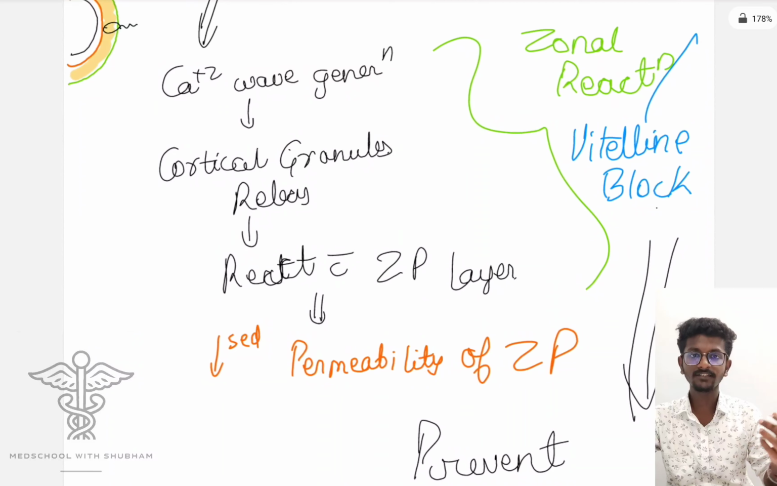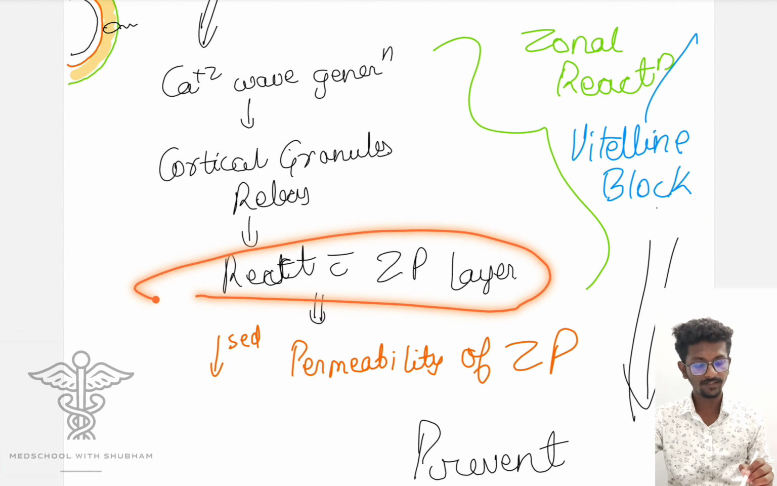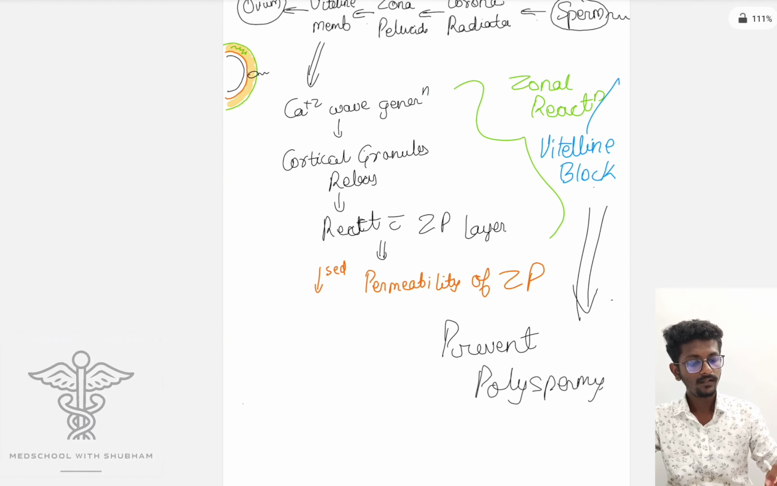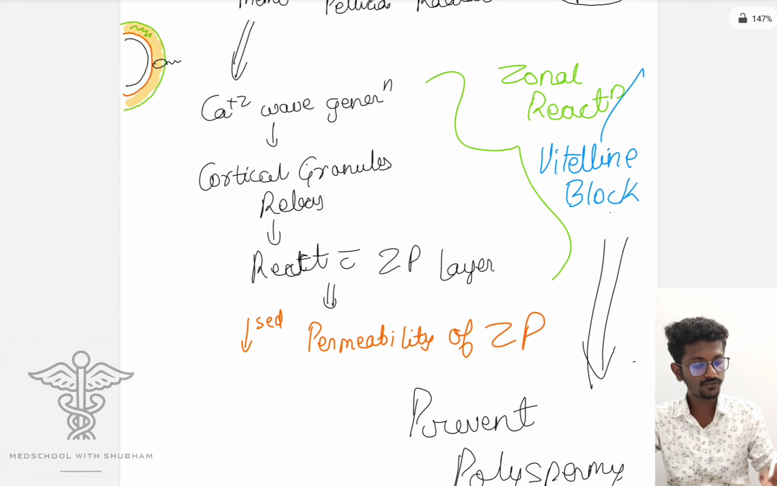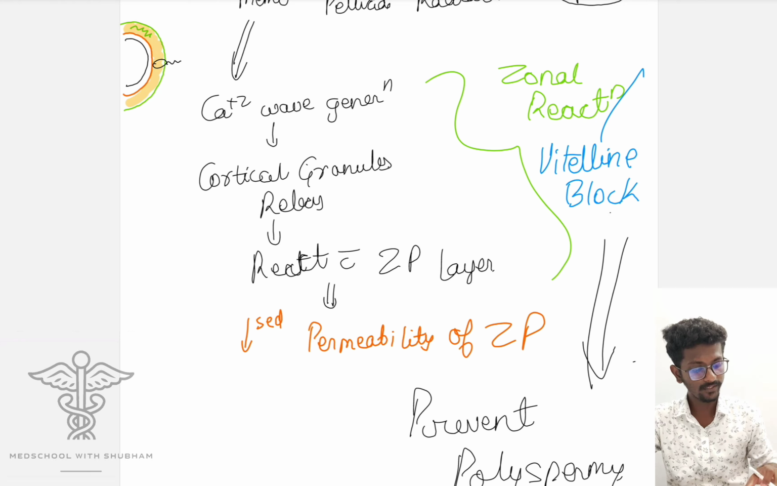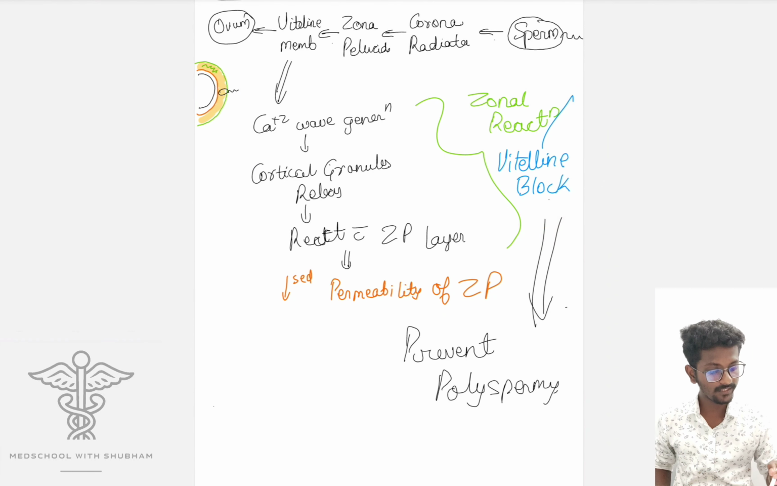Because of the calcium wave generation, cortical granules will be released. These cortical granules will react with the zona pellucida layer, and because of this reaction there will be decreased permeability of the zona pellucida layer for sperms. This entire process is called the zonal reaction or the vitelline block. Why is the zonal reaction or vitelline block important? These two reactions are very important to prevent polyspermy.